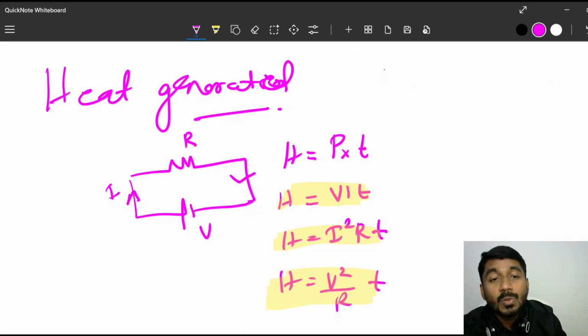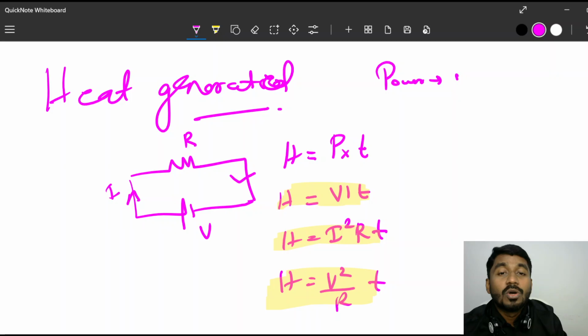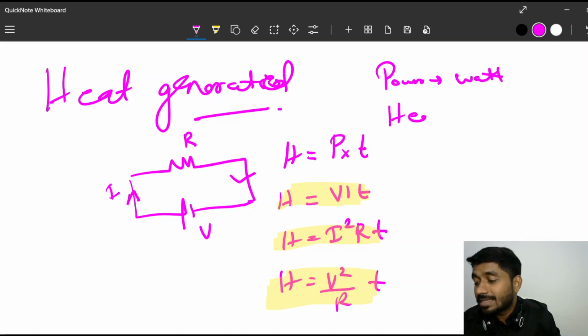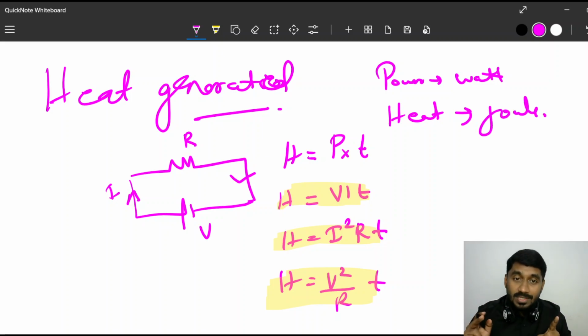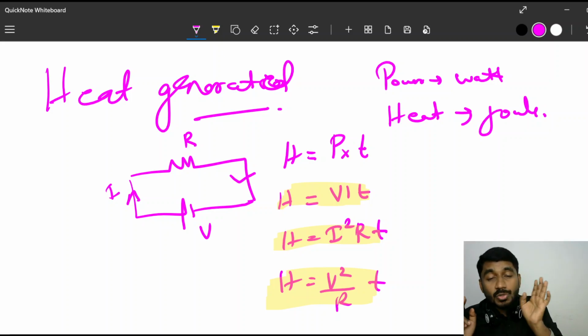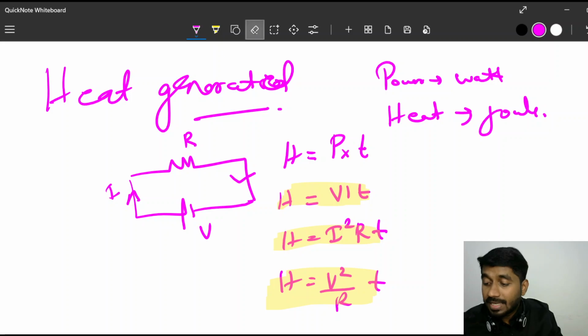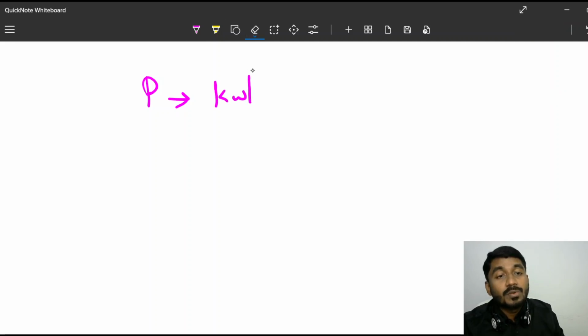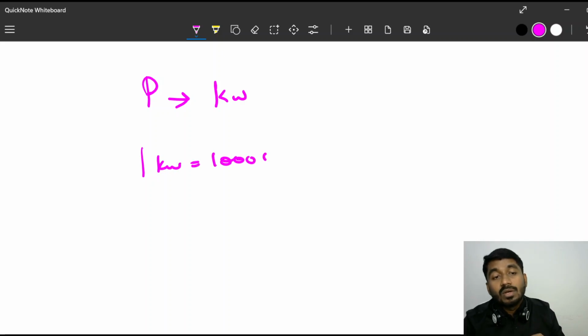And here the unit of power is watt. So the unit of power is watt, and the unit of heat is joule. The unit of energy is joule. The unit of power is watt, the unit of energy is joule. For high power devices, we use the power unit as kilowatt. So 1 kilowatt is equal to 1000 watt.